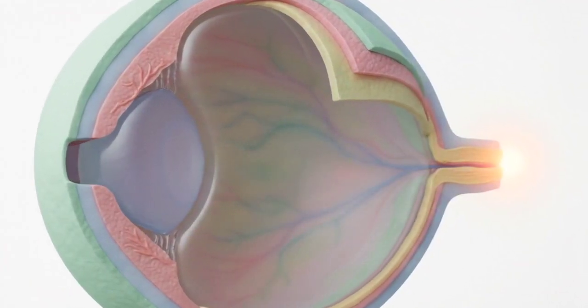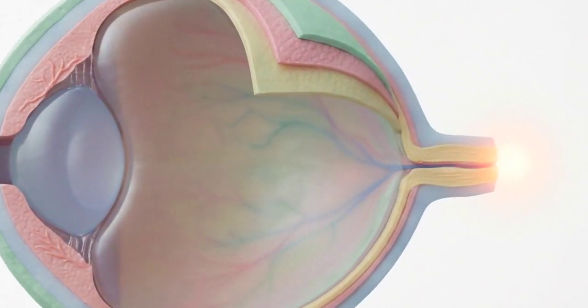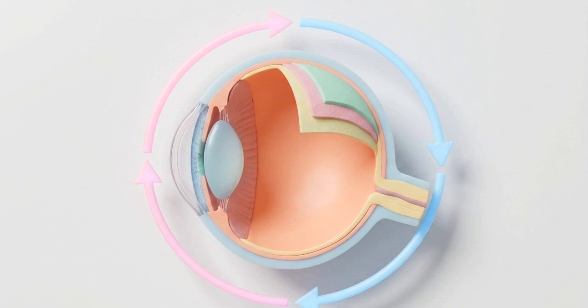Most infants are born hyperopic or farsighted. Over the first few years of life, the globe physically elongates, shifting the retina backward to intersect the focal point of incoming light. This natural, blur-driven calibration process is known as emmetropisation.